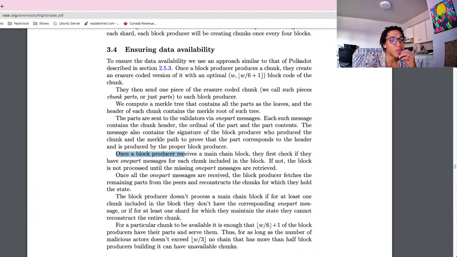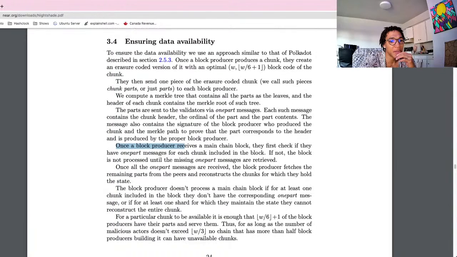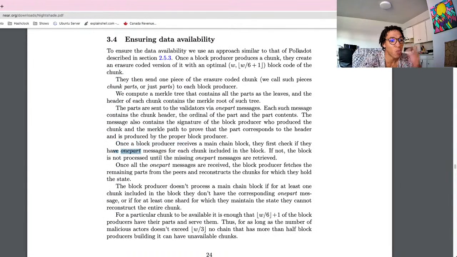Once a block producer receives a main chain body, they first check if they have one part messages for each chunk included in the block. If not, the block is not processed until the missing one part messages are received. So no blocks are processed until all the chunks can be verified. Once all the one part messages are received, the block producer fetches the remaining parts from the peers and reconstructs the chunks for which they hold the state.